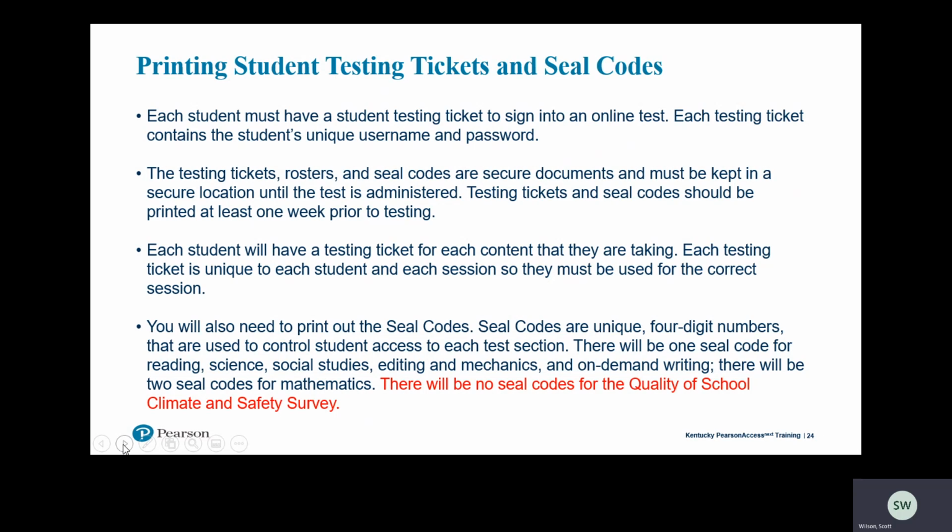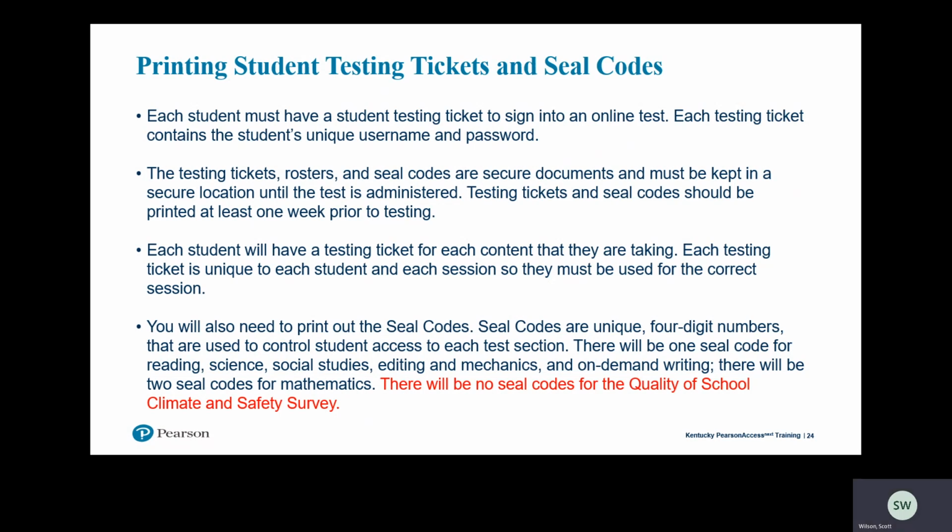Again, you will need, as in the past, the test tickets for each student, and you'll need to know what the seal codes are. So each student will have a student testing ticket in order to sign into the online test. Each ticket will contain the student's unique username and a password. The testing tickets and roster seal codes are secure documents and must be kept in a secure location until the test is administered. Testing tickets and seal codes should be printed at least 1 week prior to testing.